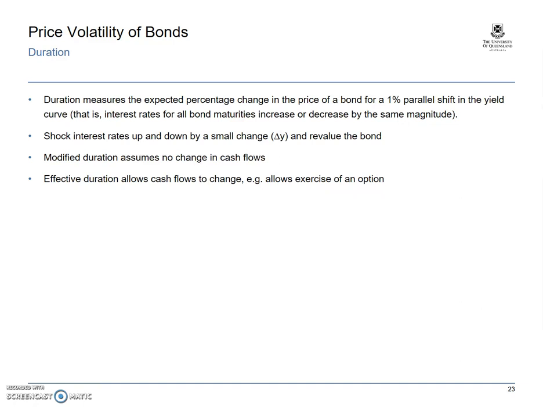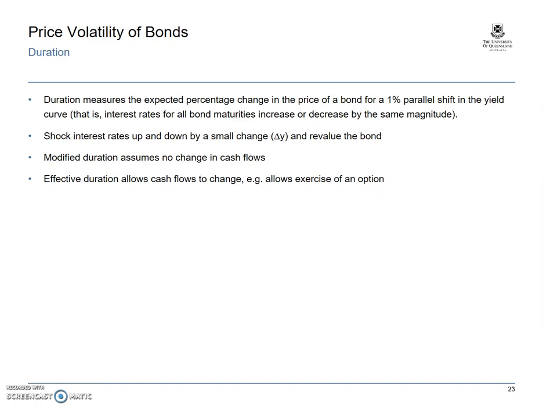And so duration measures the expected percentage change in the price of a bond for a 1% shift in the yield curve. That is, interest rates for all bond maturities increase or decrease by the same magnitude. What kind of impact will that change in yield have on our particular bonds? So the way we look at that is we shock interest rates up and down by a small amount. So a small change in delta Y, the yield, and then we revalue the bond.